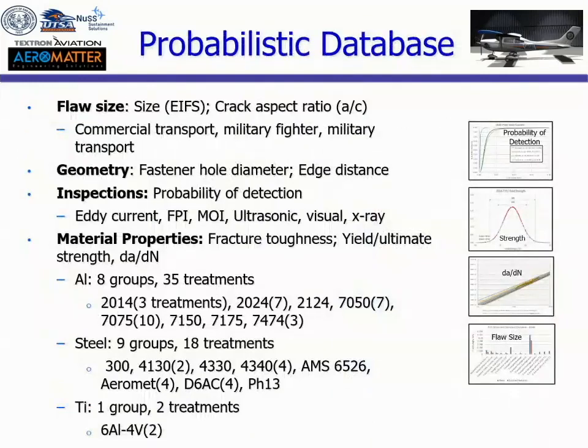Okay, what's the snapshot look like? Flaw size, geometry, inspections, and material properties. Those are the main four categories from which we have data here. And you can see when we get to material properties, there's quite a bit, and maybe you can see it in your software yourself. If you look onto the material icon, you'll see for aluminum, there's 8 groups and 35 treatments. And so you can see there's lots of information.